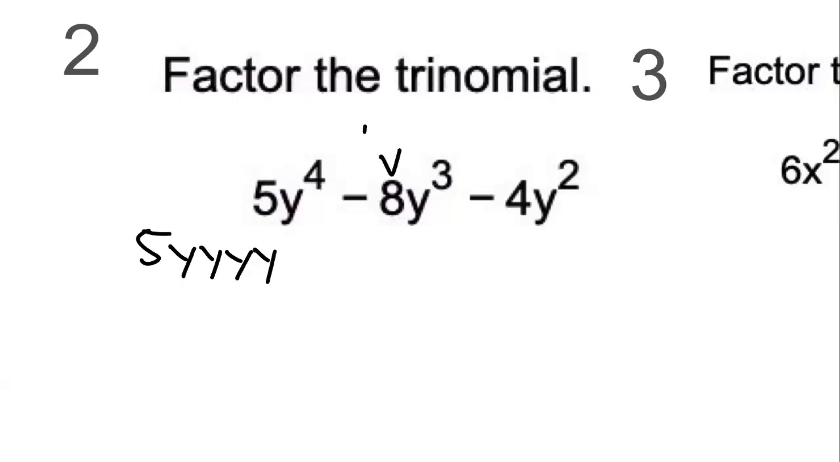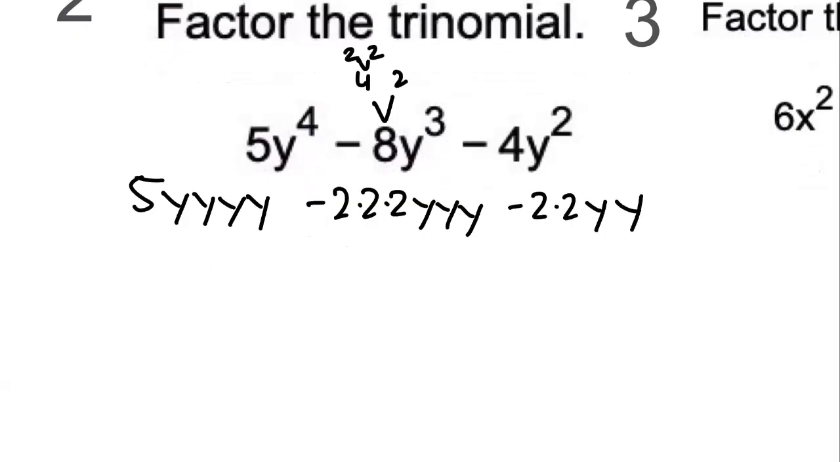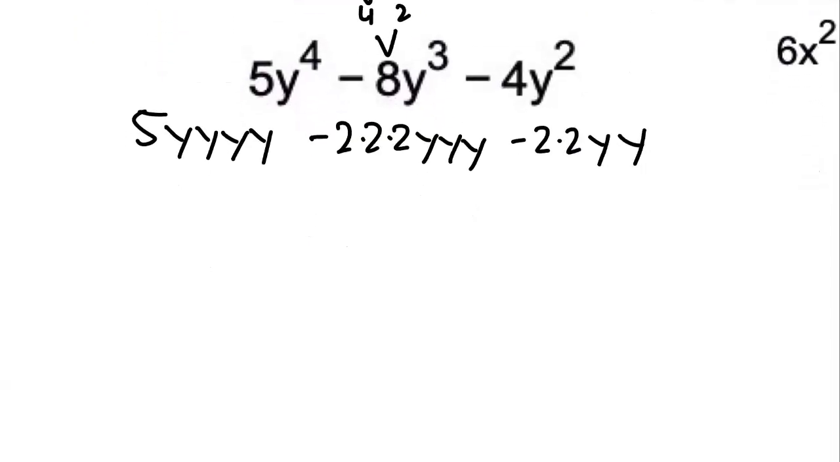Because 8 becomes 4 and 2, and then this is 2 and 2, right? So this is negative 2 times 2 times 2. There are 3 y's. And then negative 4 is what? Negative 2 times 2, and then 2 y's. Okay. What's the greatest common factor from each of the terms? 2 y's. Thank you. 1 here. And then another y. So they don't have any numbers that they share, but they have a variable.